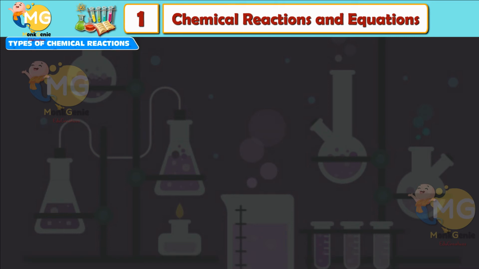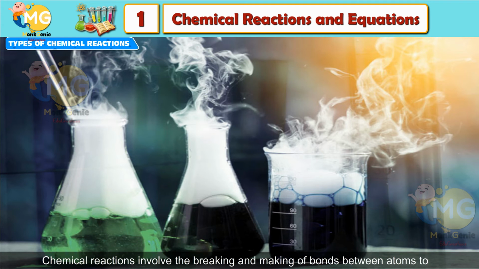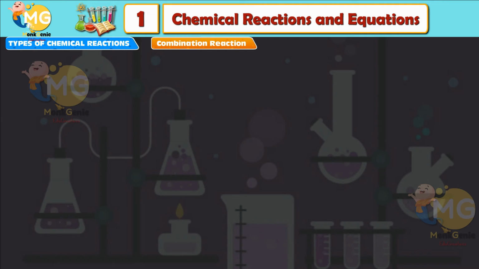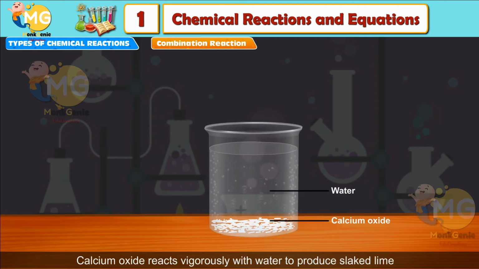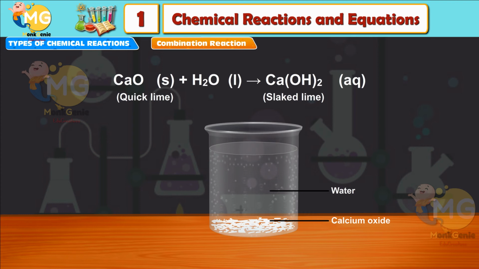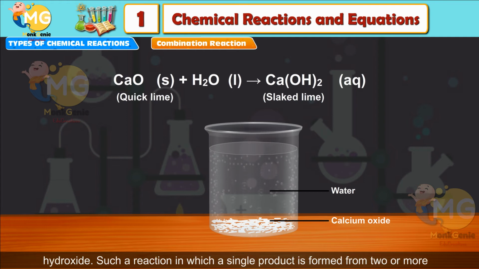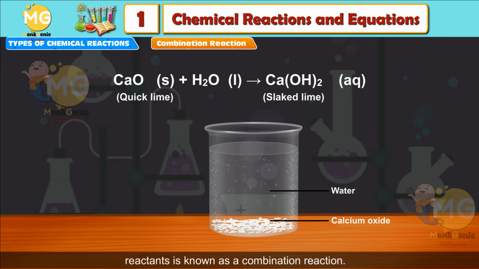Types of chemical reactions. Chemical reactions involve the breaking and making of bonds between atoms to produce new substances. Combination reaction. Calcium oxide reacts vigorously with water to produce slaked lime, calcium hydroxide, releasing a large amount of heat. CaO (quick lime) plus H2O equals Ca(OH)2 (slaked lime). In this reaction, calcium oxide and water combine to form a single product, calcium hydroxide. Such a reaction in which a single product is formed from two or more reactants is known as a combination reaction.